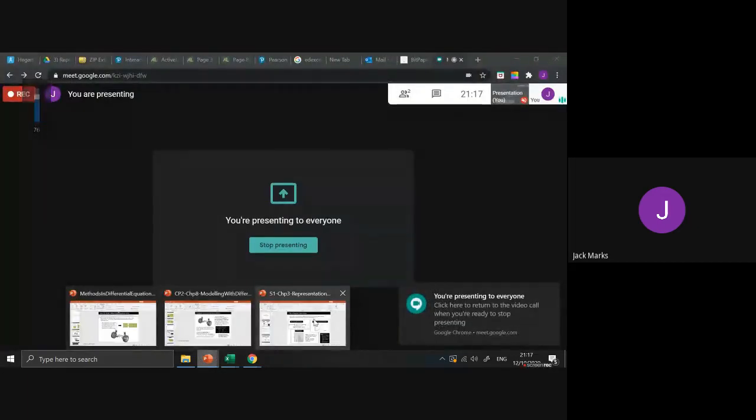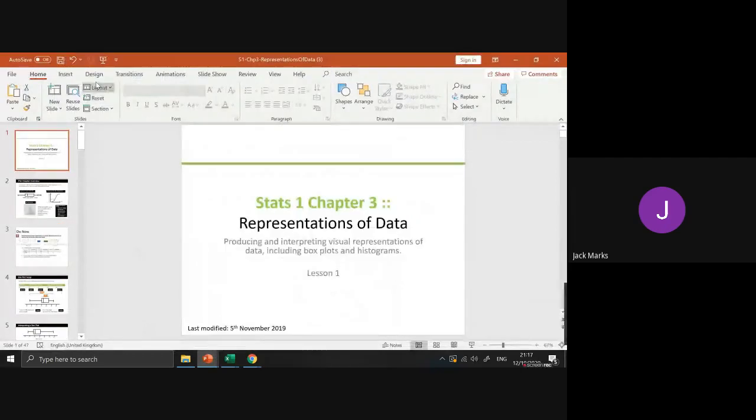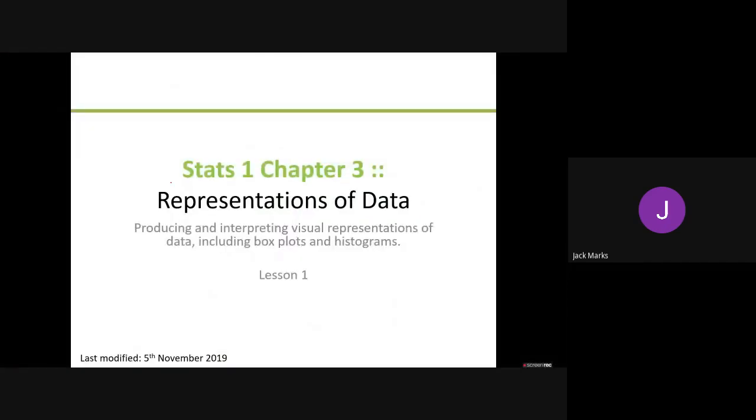Okay, so we're going to have a look here at chapter 3 of statistics, which is called representations of data. The basic idea here is we're going to show data instead of just calculating things. We're going to present it in a number of different ways, and we can mix this together with the skills from chapter 2, such as standard deviation, estimated means, etc.